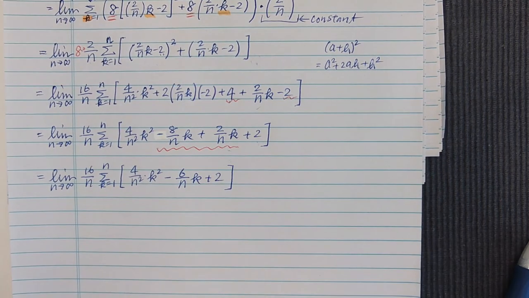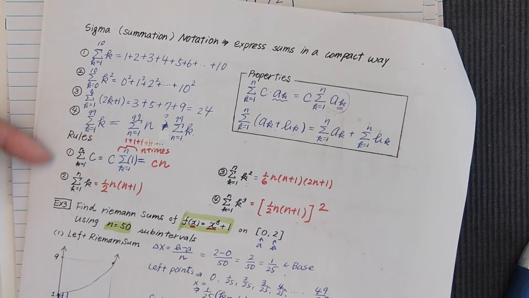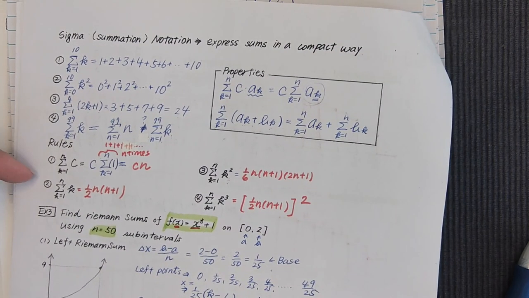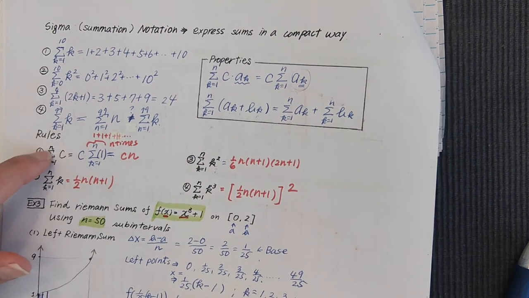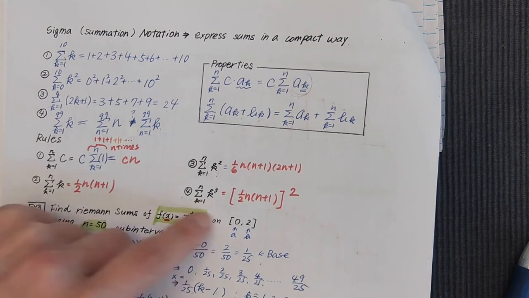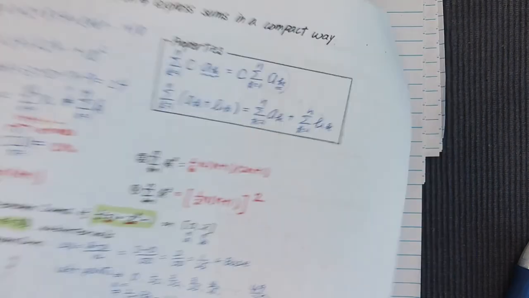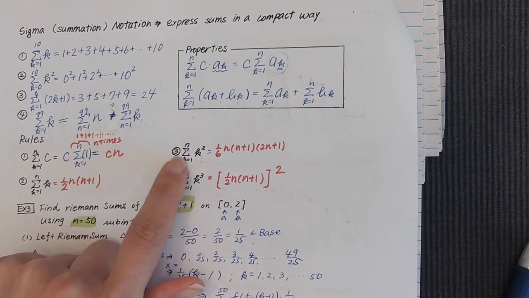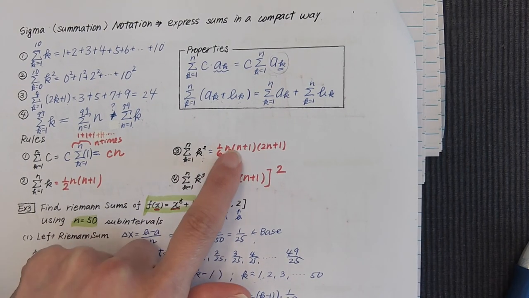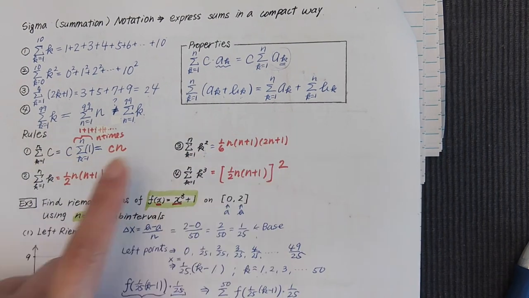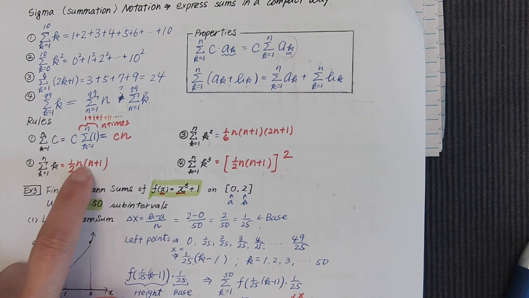Alright, then finally, last step. Do you remember the formula I wrote last time? This page, 5.1. This is a summation formula. If you open 5.1, I wrote the formula. If we have a k square, 1 over 6, n, n plus 1, 2n plus 1, right? If we have just n, 1 over 2, n, n plus 1.